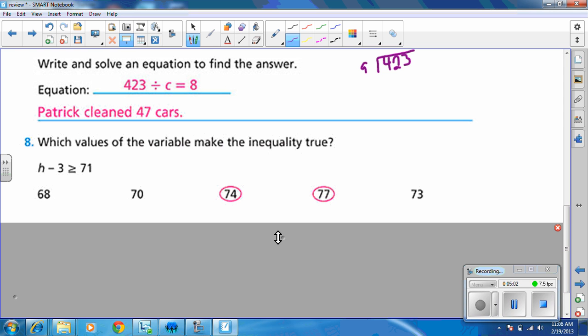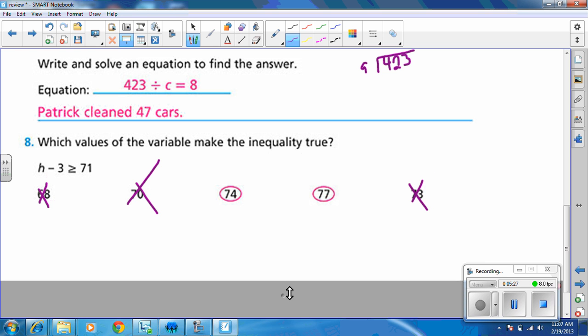Alrighty. Values of the variable that make it true. H minus 3 is greater than 71. It can't be this one because it starts out lower than 71. Can't be this one because it starts out lower than 71. 74 minus 3 is 71, so that's equal to, that gets you that equal to piece. And 77 minus 3 is 74, so that's greater than. Can't be 73 as well because 73 minus 3 is 70, and that's smaller.